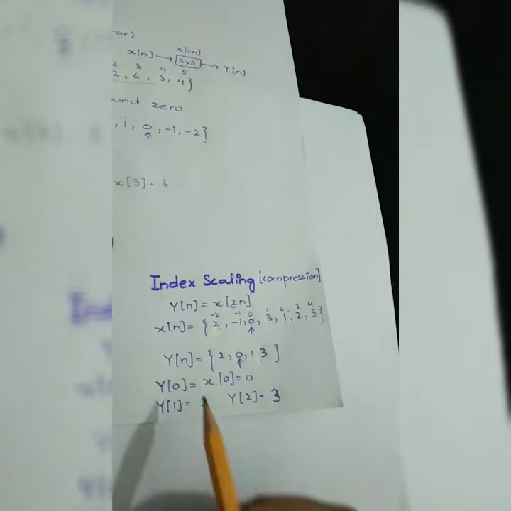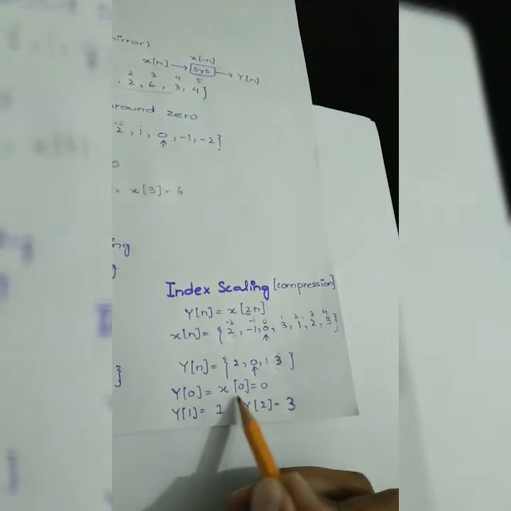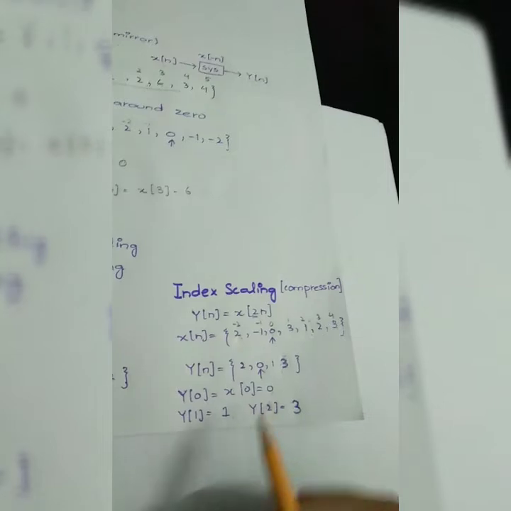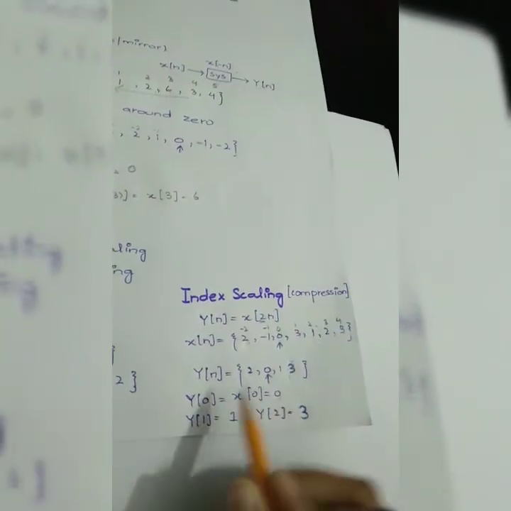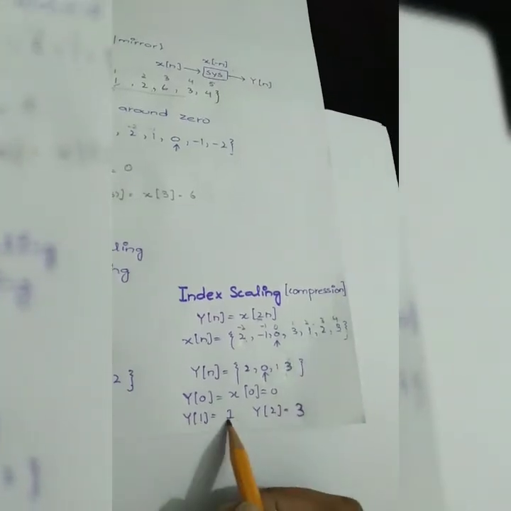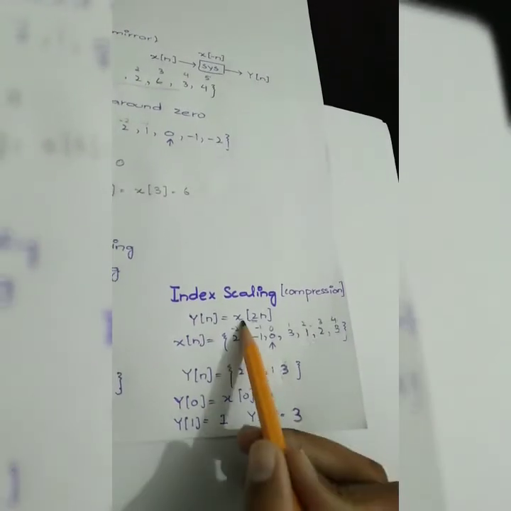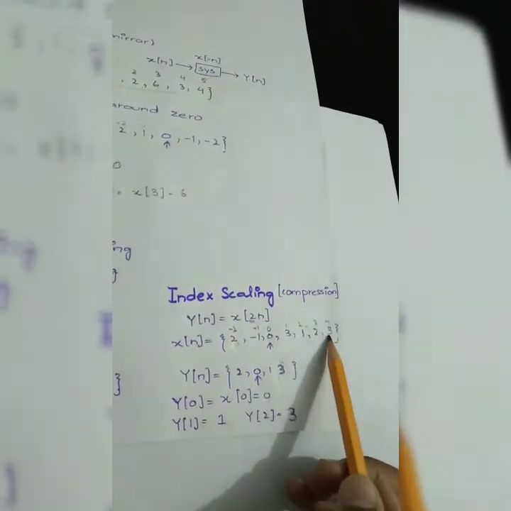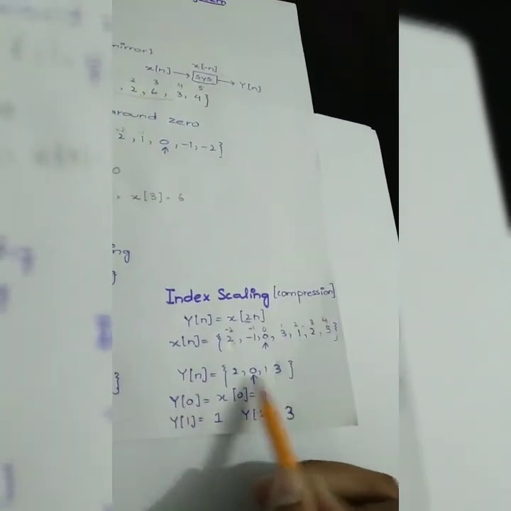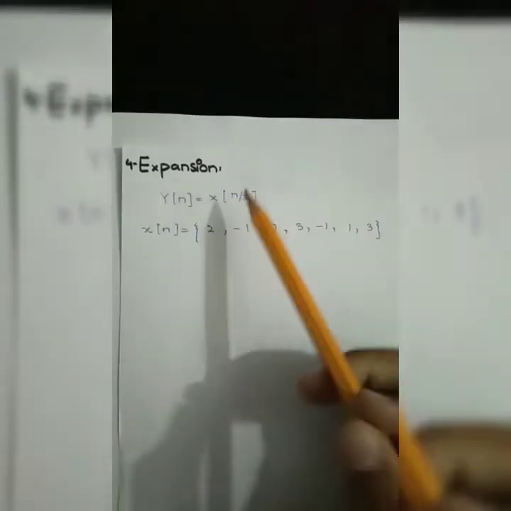If we want to find the value at 0, then y of 0 is equal to x of 0. 2 multiplied by 0 gives us 0. Then x of 0 gives us 0. So y of 0 is equal to 0. At 1, y of 1 is equal to x of 2, and x of 2 is equal to 1. So y of 1 is equal to 1. And if we want to find the value at 2, then y of 2 is equal to x of 4, and x of 4 gives the value of 3. So y of 2 is equal to 3. In the same way we can find y of n, which is equal to 2, 0, 1 and 3. The last operation that we can perform on our system is expansion.